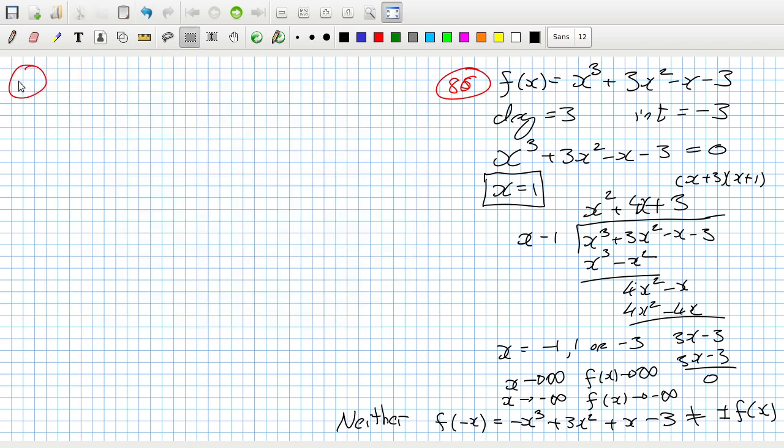Okay, 87. Much easier one. f(x) equals 3x minus x cubed. Actually, I can check that cubic there just a second.